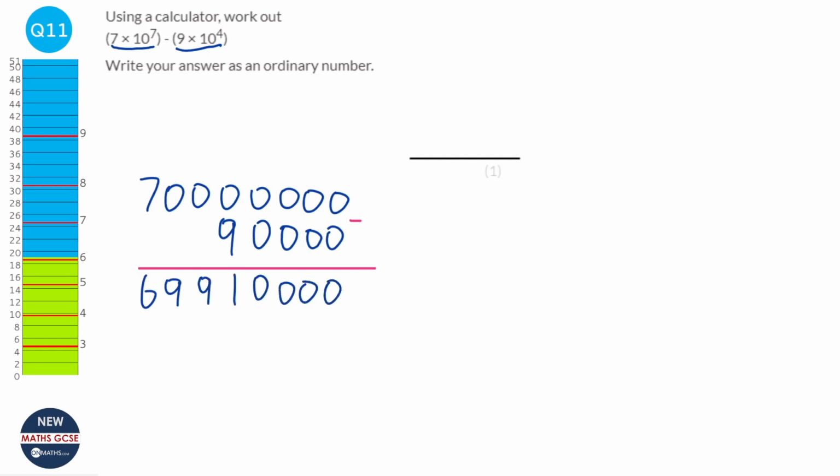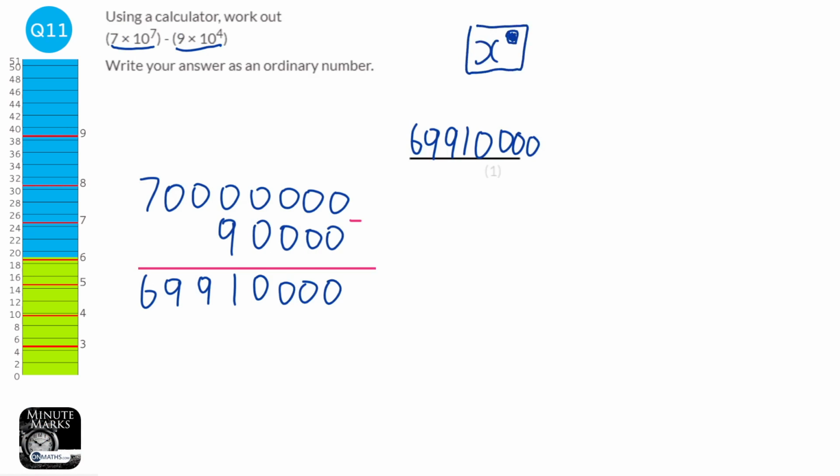And so we'll get 69,910,000. And obviously if this is on the calculator paper, just type it into your calculator. There are no tricks here. You can't do anything with the 7 and the 9. You're not subtracting powers or anything. You're just literally typing in what it says. And there's a button on the calculator like that that you will need to use. So if you don't know what that is, ask your teacher or ask someone to help you out with that.